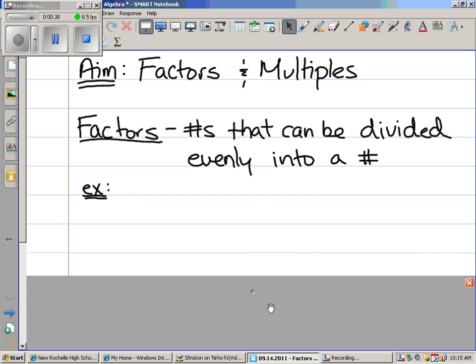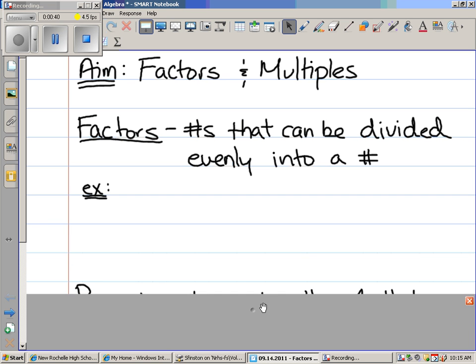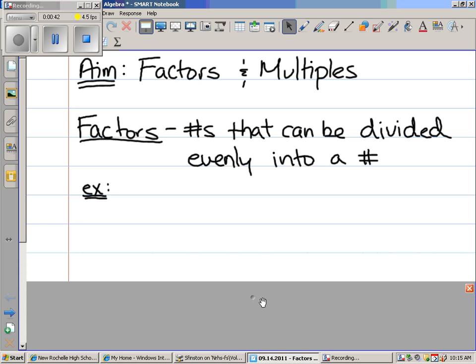Factors are numbers that can be divided evenly into a number. Do me a favor. Somebody just give me a number, any number, but make it kind of in the middle area between bigger. Ooh, I like 12. 12 is easy. Okay, example 12. Give me the factors of 12.